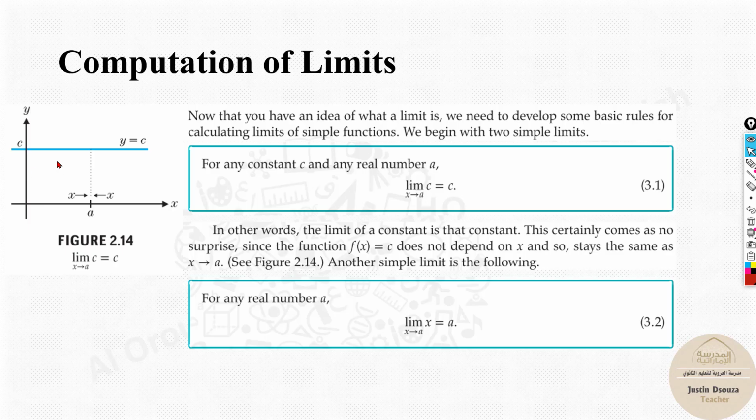So over here, you can see this is a constant line at any a. Whenever it's a constant, the limit is the same. That's what it says. The limit of the function c, which is a straight line, is c only, because at any point over here, it's just the same. So you can directly find at a, the nearby value is c. Same way over here for any real number a, it'll be the same thing.